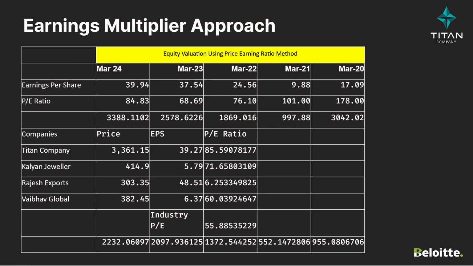Moving on to the earnings multiplier approach. So we get the P/E ratio of the industry as around 55, and when we multiply our earnings per share with the industry P/E ratio, we get 2,232 rupees of share valuation, which is still closer to 3,000 compared to the no growth model, but way off. So this is the standard I would like to set. If you were to buy in, despite the overvaluation, this would be your limit order.